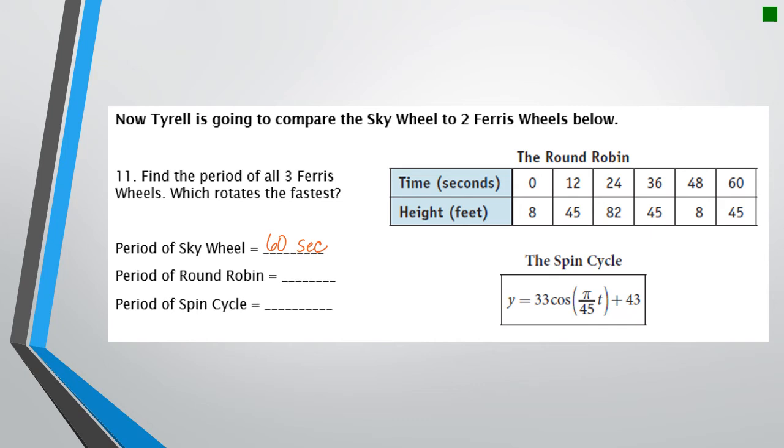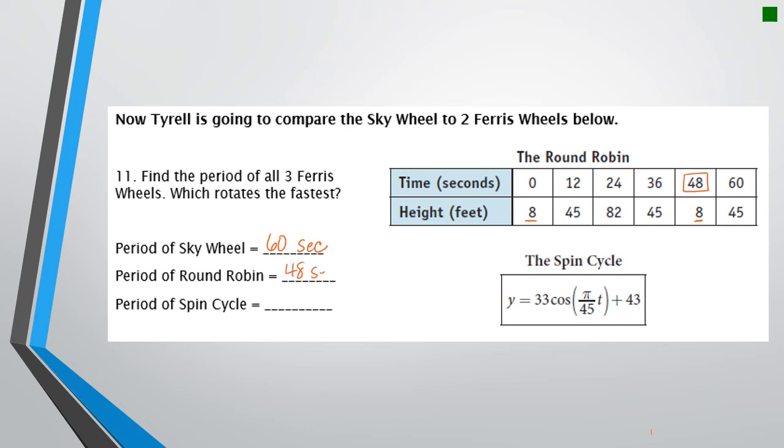Now to talk about the round robin, what we're looking for here is how long it takes until the y values start to repeat themselves. If you look here, our initial y value is 8. And if you look along your y values, the next time it gets back to 8 is right here. So that tells me that the period of this graph is 48 seconds.